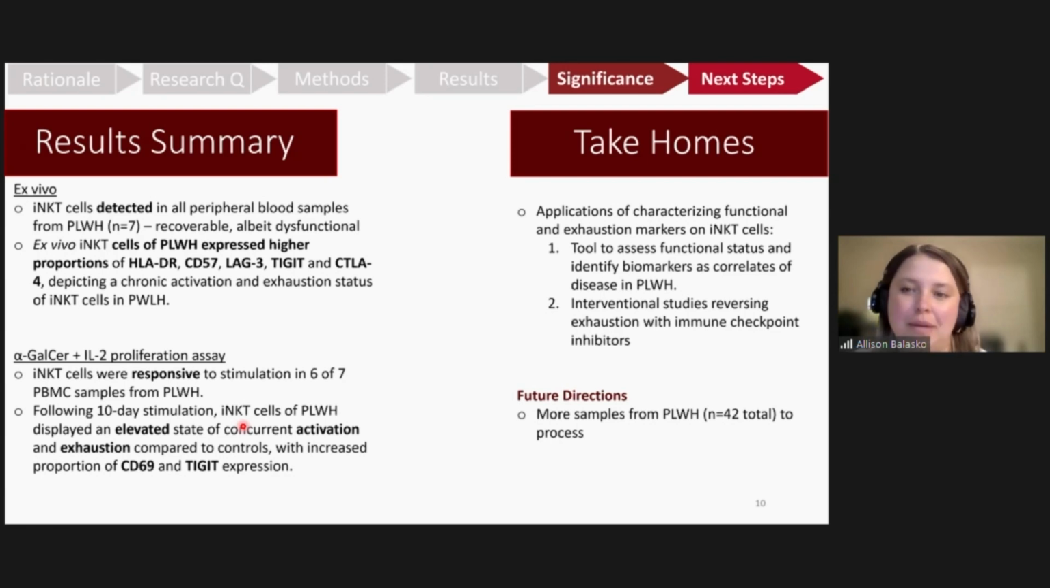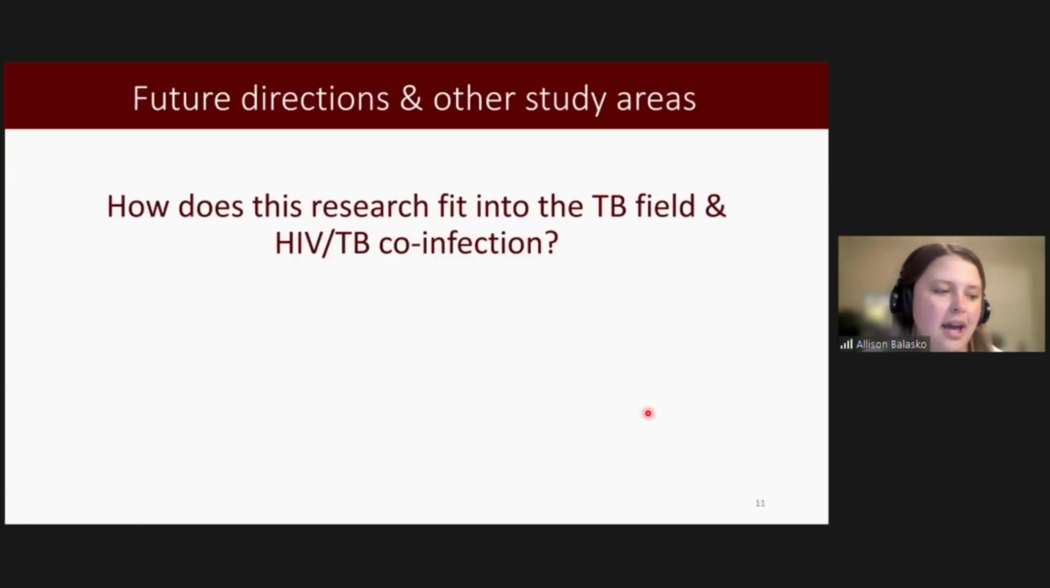In terms of take-home messages, basically looking at the applications of studying iNKT cells and immune exhaustion, we can use HIV infection as a tool to assess functional status, identify biomarkers and correlates of disease in people living with HIV, but also look at some interventional studies like those immune checkpoint inhibitors that I talked about, didn't touch on much here. And future directions, I do have to process more samples, so hopefully I can validate those findings. Just wanted to sum it up. I know I'm in the last minute here.